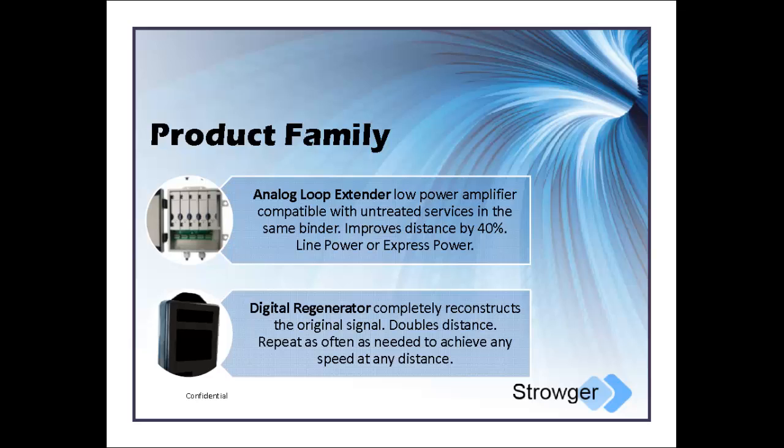The analog loop extender is essentially a low-powered amplifier that's compatible with existing untreated services. So you can deploy loop extenders alongside untreated customers without any degradation in service on those customers. It improves the distance that the loop extender customers can reach by about 40%, and it's available in line power or express power versions.